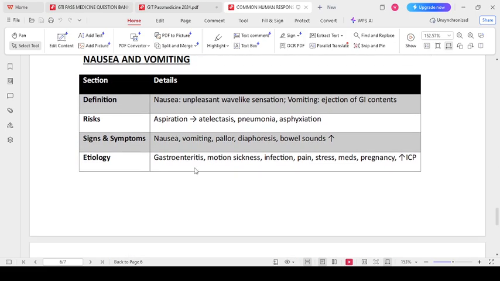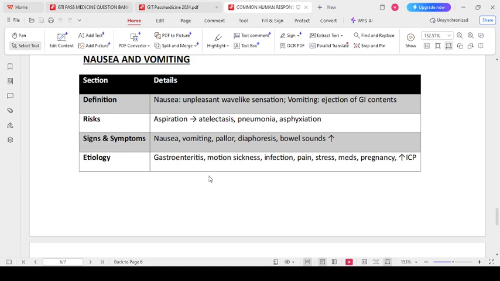Now, nausea and vomiting. Nausea is basically unpleasant wave-like sensation. Vomiting is ejection of GI contents, not an unpleasant sensation. What are the risks? After vomiting, a patient can develop aspiration leading to atelectasis, pneumonia, or asphyxiation, leading to the death of the patient. Signs and symptoms are nausea, vomiting, pallor, diaphoresis, and hyperactive bowel sounds.